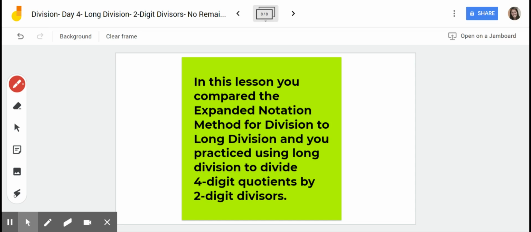In this lesson, you compared the expanded notation method for division to long division, and you practiced using long division to divide 4-digit quotients by 2-digit divisors. And that should say 4-digit dividends.